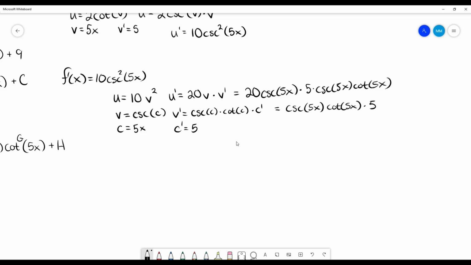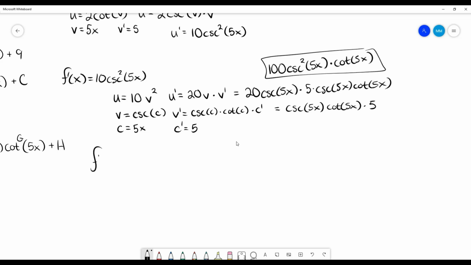And because this is all multiplying, I can definitely simplify this a little bit. I'm just going to move that 5 to be times that 20. So it becomes 100 times cosecant of 5x times cosecant of 5x, which is just cosecant squared of 5x times cotangent of 5x. And there we go. That's our next derivative. So f double prime of x, or second derivative of f of x, is going to be what we just found.